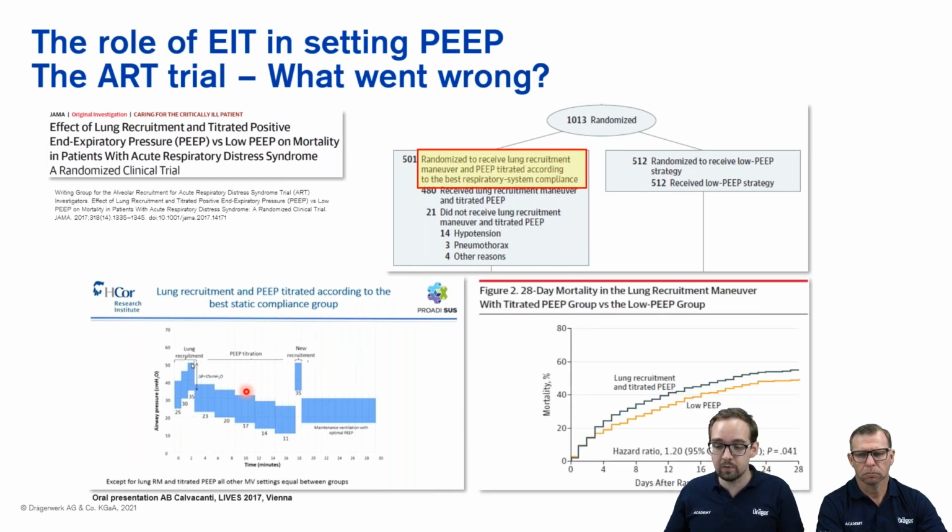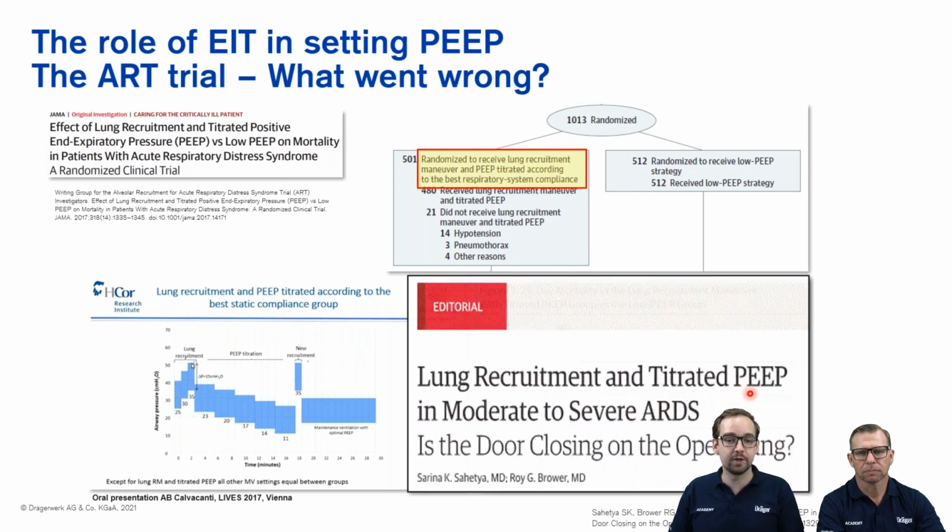However, when we looked at the results, we could see that the intervention group showed a higher mortality than the low PEEP group. I think this was a big surprise to everyone, which of course cast a big shadow over basically everything that I've just shared with you. So what does this mean? We see lung recruitment and titrated PEEP led to a higher mortality. So we can now ask the question, is the door closing on the open lung? Is this really still the way to go?